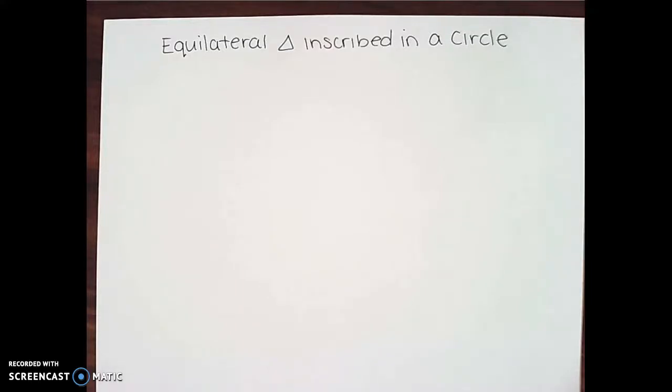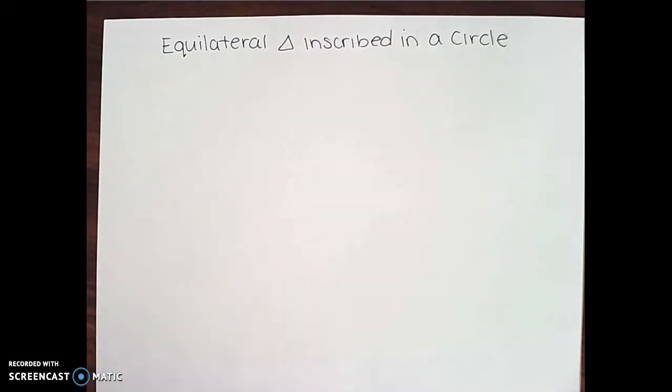This is the equilateral triangle inscribed in a circle construction, which is almost exactly like the hexagon inscribed in a circle construction. So if you haven't watched that video yet, I recommend that you stop this one, watch the hexagon video first, and then come back to equilateral triangle.